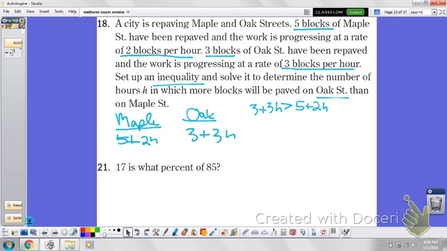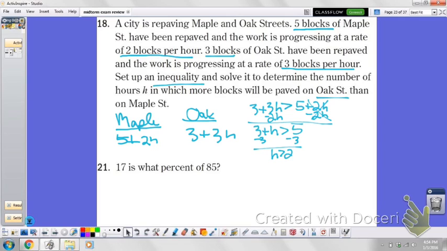So now I just need to solve this inequality for h. I need to get my variables on one side, so I'm going to do that by subtracting 2h from both sides. The 2h's on the right cancel out. I have 3 plus h is greater than 5. Subtract 3. And I get h is greater than 2. So after 2 hours, there will be more blocks paved on Oak than there are on Maple.